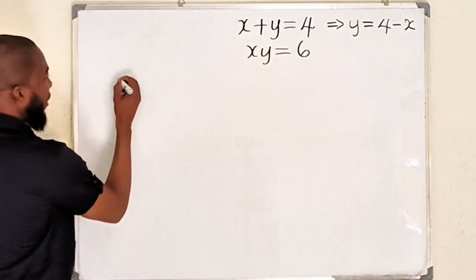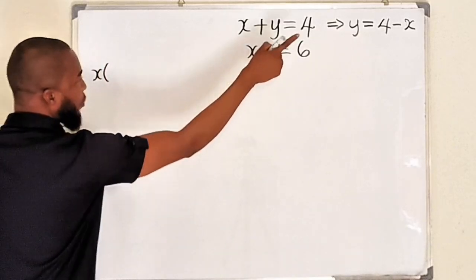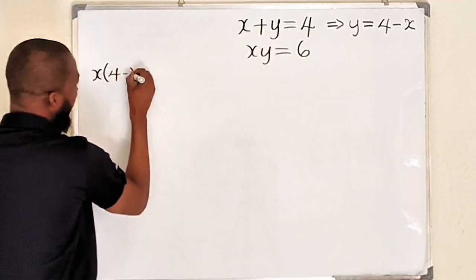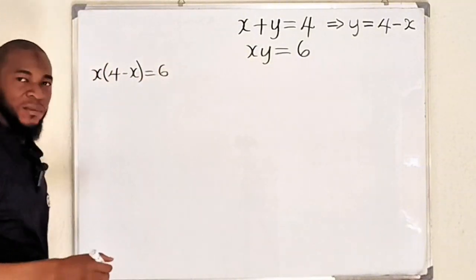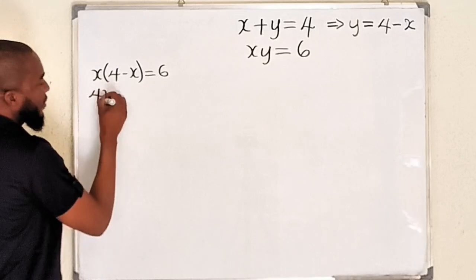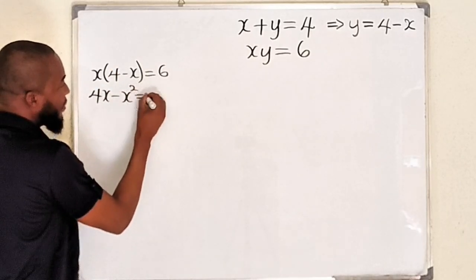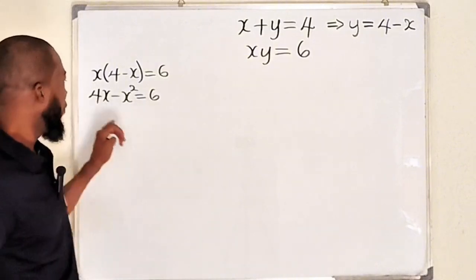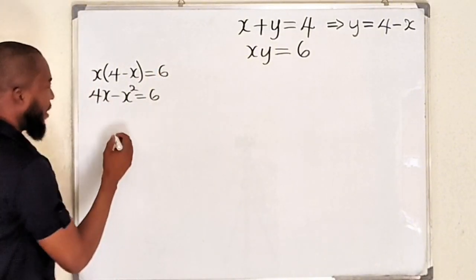So from the second equation, we have x multiplied by y, which is 4 minus x. And to the other side of this equation, we still have 6. Let us expand. x times 4 is 4x. x times negative x is negative x squared. This is equal to 6. We have 2 terms on the left hand side. Let us take them over to the right hand side.